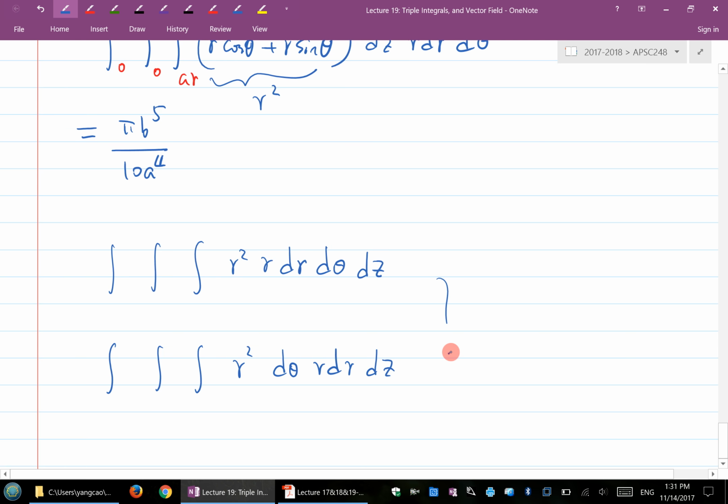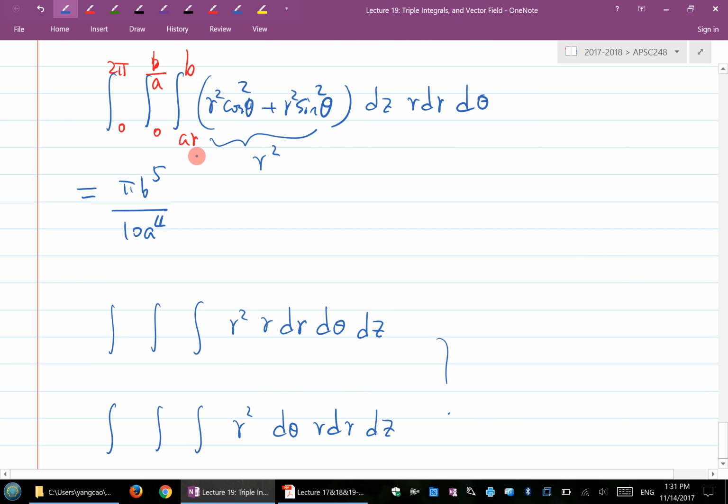You don't have to do this step, but you have to be very comfortable with finding the limits like this one here. Which one? Like here? No, z will be constant. No, r, the first one, r would not be a constant.